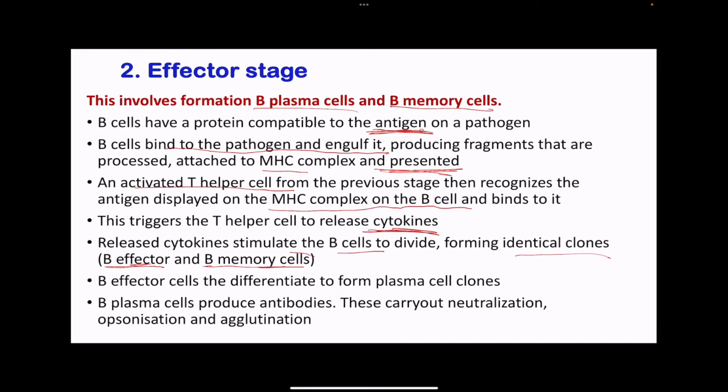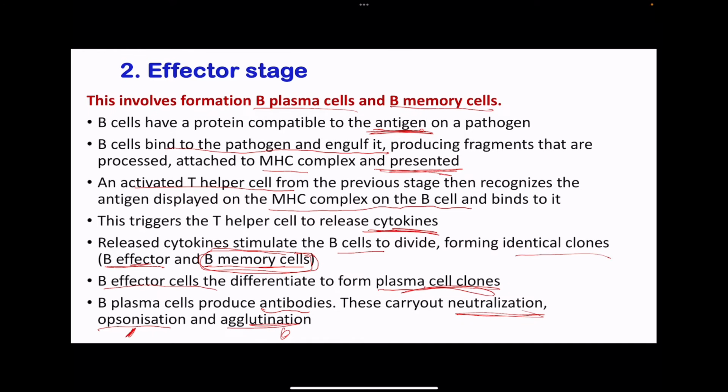So the B memory cells will remain in the body for secondary infection. However, the B effector cells are going to differentiate and form B plasma clones or B plasma cells, and these cells are the ones that produce antibodies that carry out neutralization, opsonization, and agglutination. Agglutination causes the pathogens to come together, or more pathogens to stick to each other, so that they are destroyed through phagocytosis.